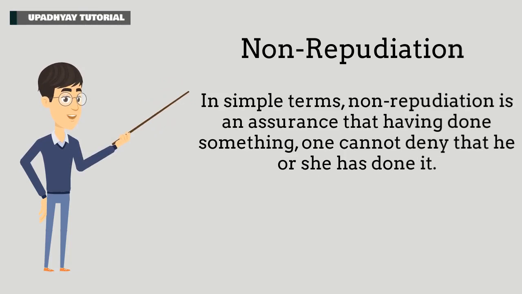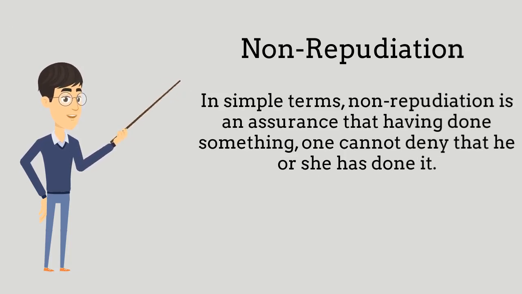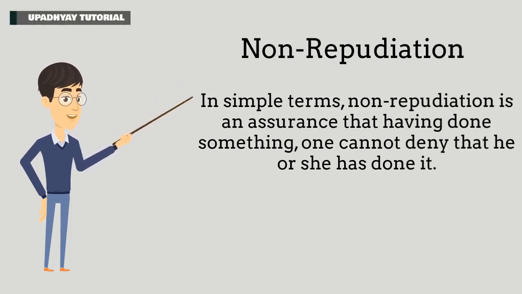In simple terms, non-repudiation is an assurance that having done something, one cannot deny that he or she has done it. This principle of non-repudiation will be clearly understood if we try to understand it with the help of an example. So let us go ahead and do so.